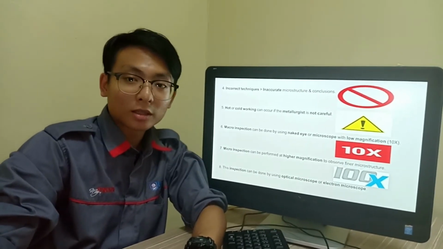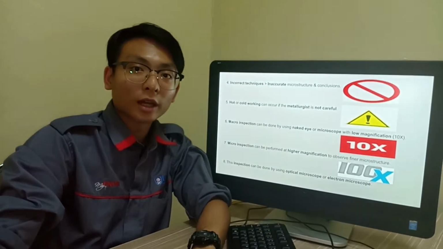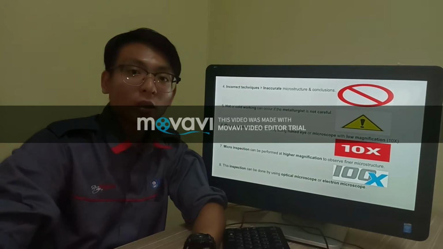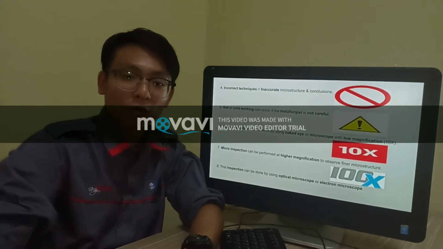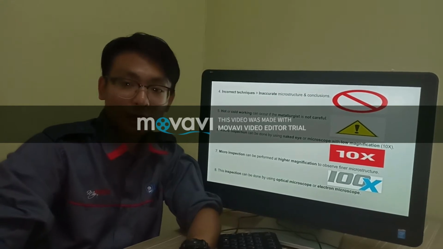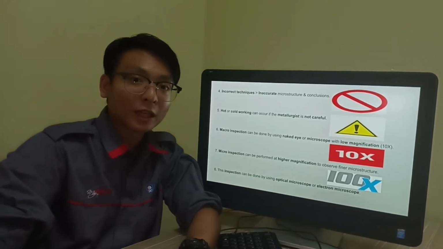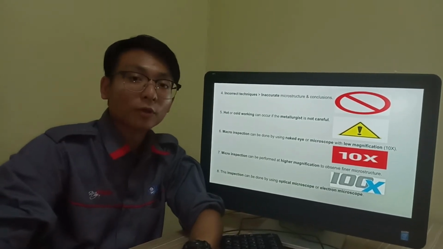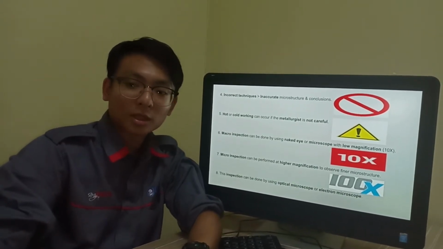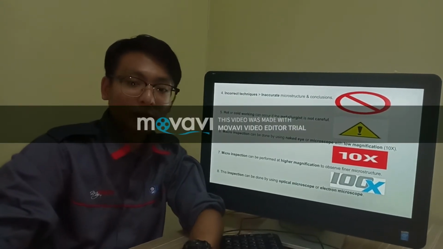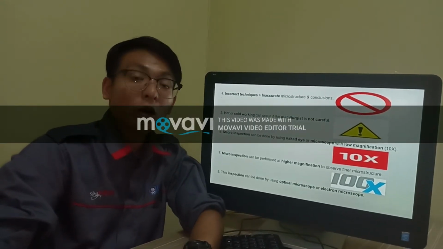Incorrect techniques may lead to inaccurate microstructure and conclusions. Number 5, hot or cold working can occur if the metallurgist is not careful. Number 6, micro inspection can be done by using the naked eye or a microscope with low magnification. Number 7, micro inspection can be performed at higher magnification to observe finer microstructure. The inspection can be done by using an optical microscope or electron microscope.